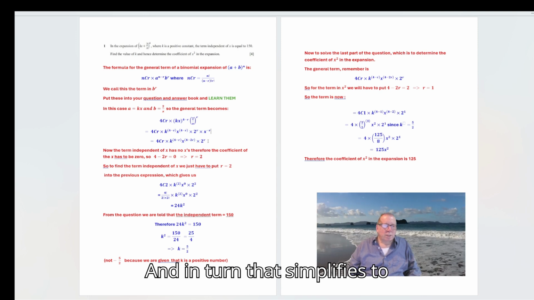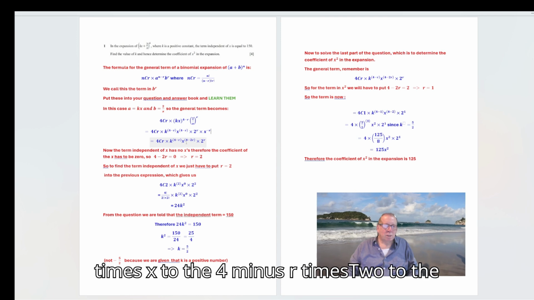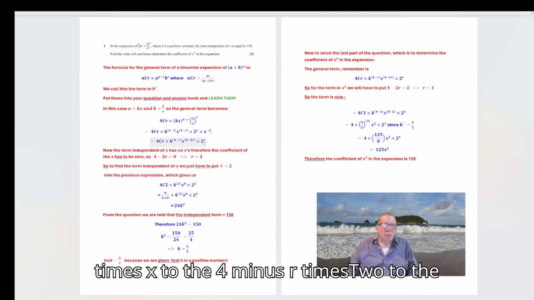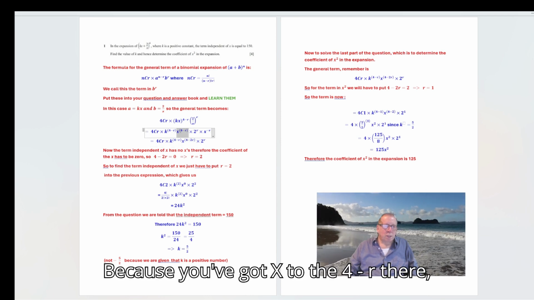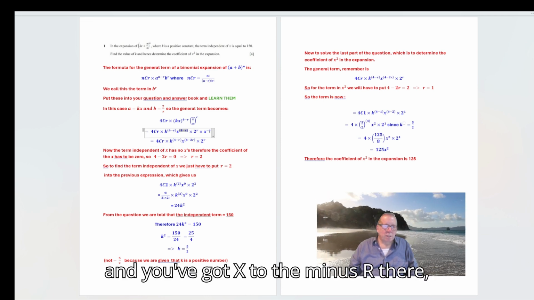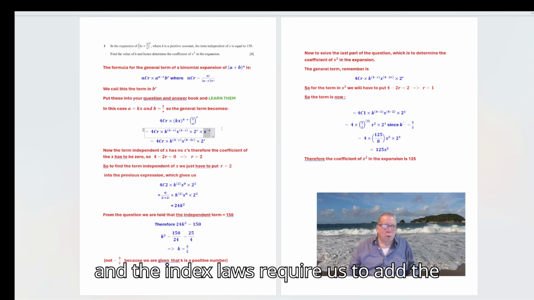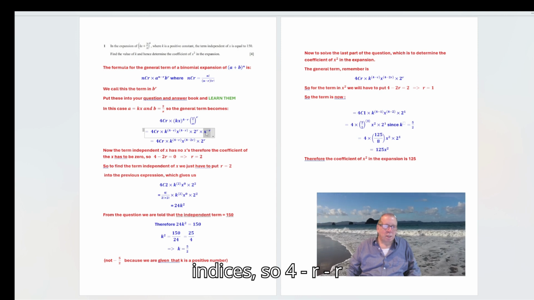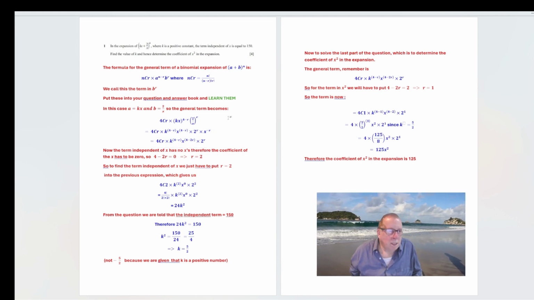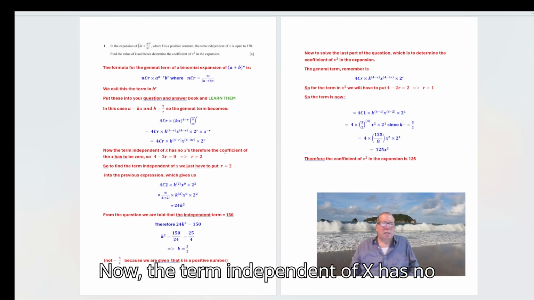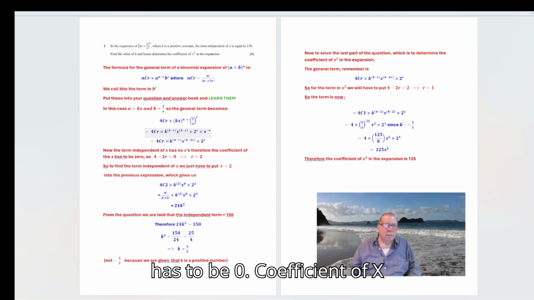And in turn that simplifies to 4Cr times k to the 4 minus r times x to the 4 minus 2r times 2 to the r. Why is it x to the 4 minus 2r? Because you've got x to the 4 minus r there, and you've got x to the minus r there, and the index laws require us to add the indices, so 4 minus r plus minus r comes to 4 minus 2r. Now the term independent of x has no x's, and therefore the power of x has to be 0.